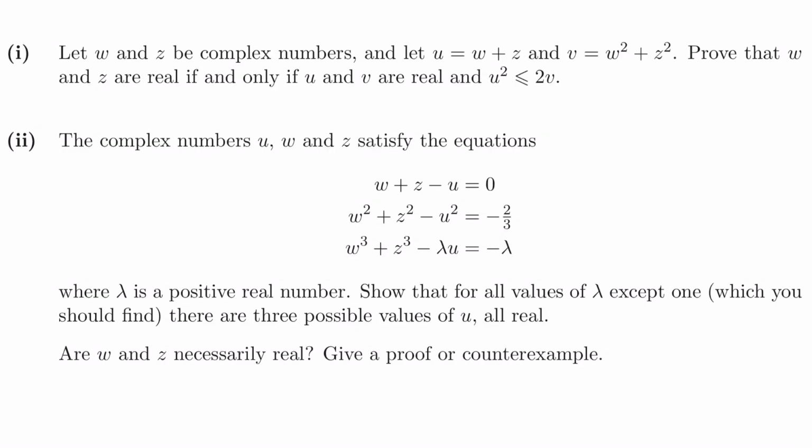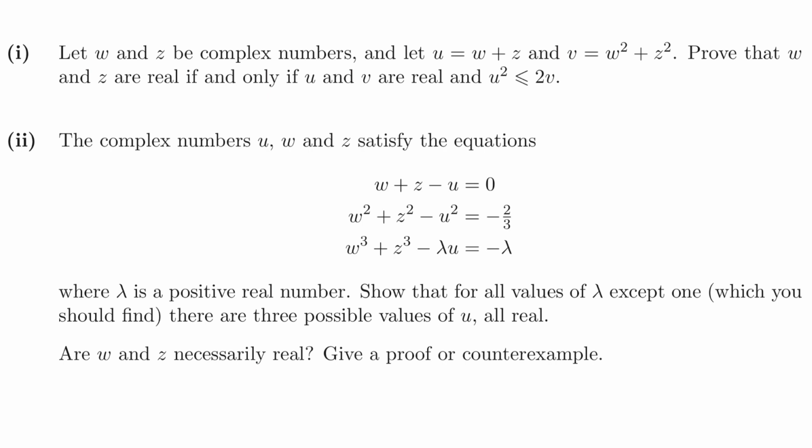Finally, we're asked, are w and z necessarily real? Give a proof or counterexample. It'd be nice if they weren't and we could find a counterexample, because that's usually the easier of the two options. So thinking back to part 1, we know that for any complex numbers w, z, u and v, as defined, w and z are only real if u and v are real, and u squared is less than or equal to 2v. So we can check those conditions.